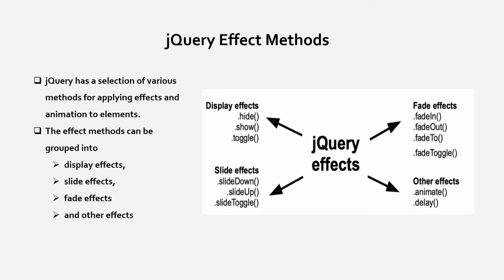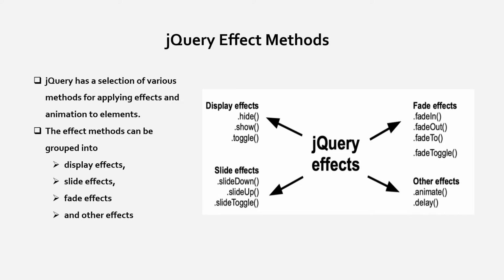Other effects like the slide effect, that is slide down, slide up. Slide toggle is also there. Then the other type of effect is the fade type: fade in, fade out, fade toggle. Then one more is fade to. Fade to means we have different opacity that may vary from 0 to 1. Based on those values, the fade effect will show.